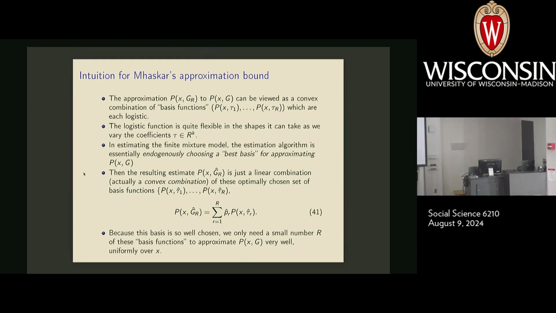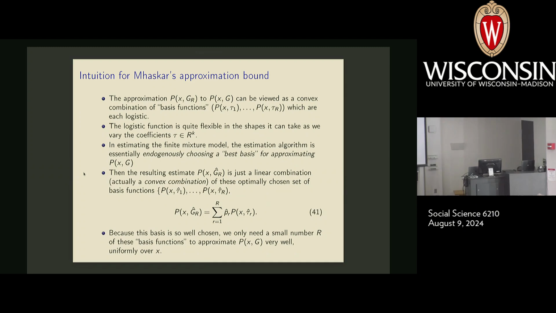When you solve the finite mixture model, we can think of the estimate of the population as a linear combination of basis functions. This is a basis function. It's actually convex because the weights are positive and add to 1, so we're taking a weighted average. But the thing is, they're not pre-specified basis functions. The neural net has cleverly selected the basis functions to be the best fit.